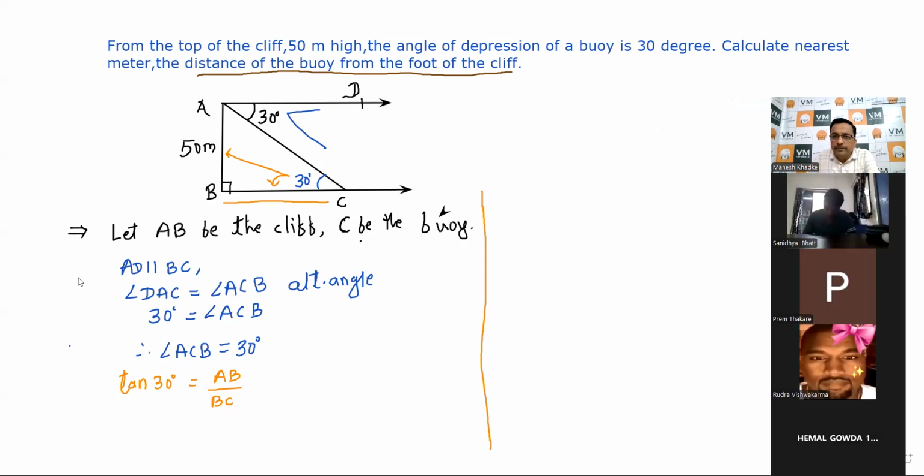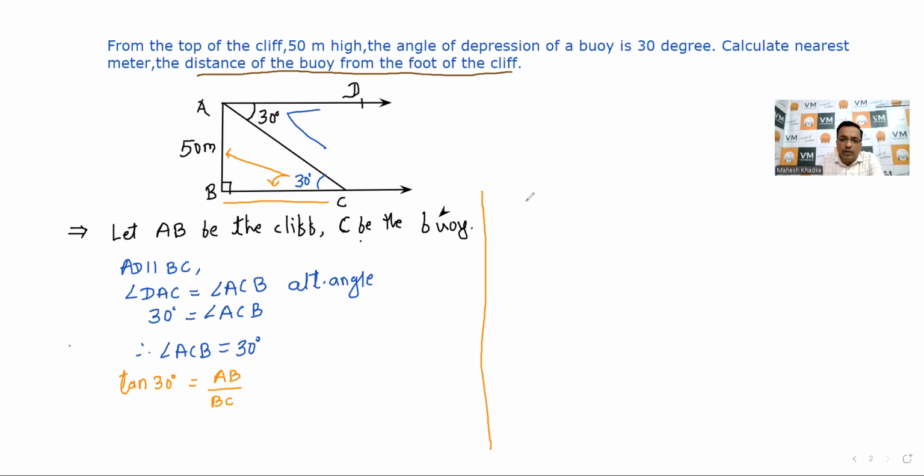Okay, Hemal. So tan 30, the value of tan 30 is 1 by root 3. Value of AB is 50. Value of BC not given, we have to find. Then just cross multiply. Therefore, BC is equal to 50 into root 3. And the value of root 3 given, यहाँ पे दिया हुआ है, take root 3 is equal to 1.732. So whenever given, that time only we have to take the value 1.732.